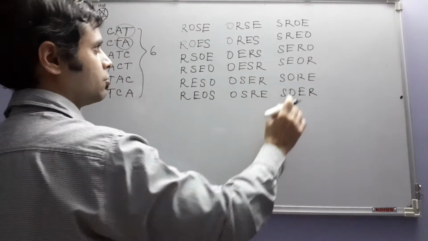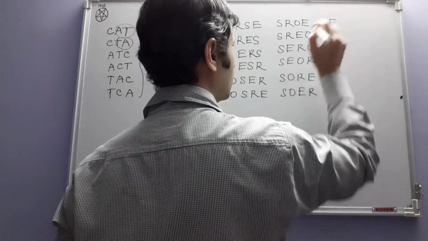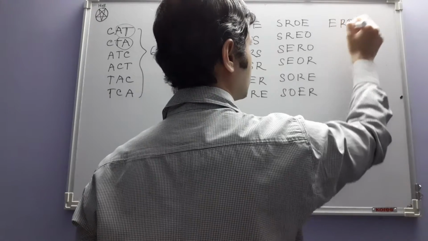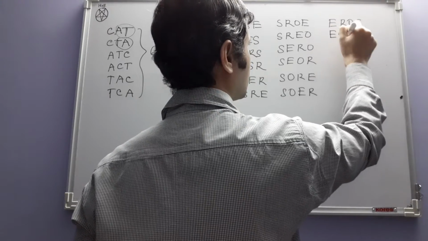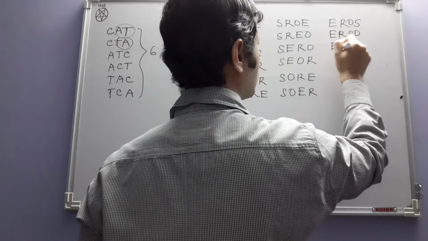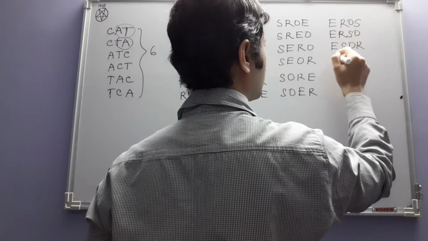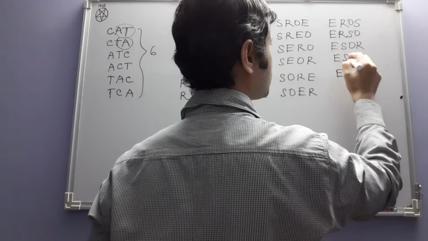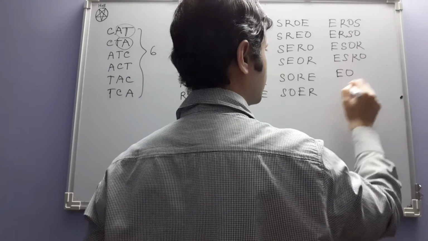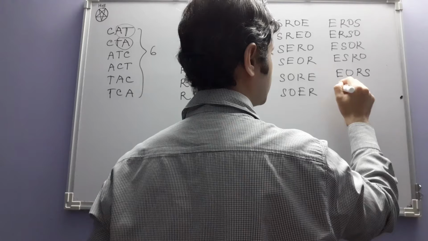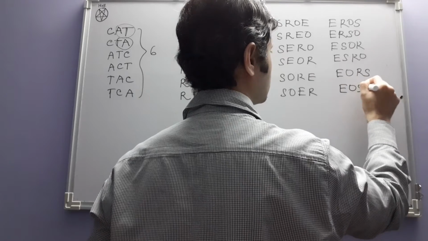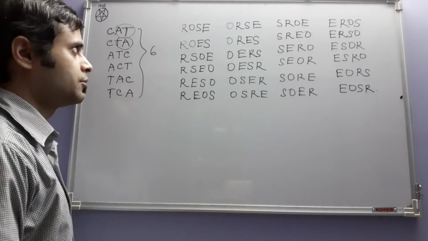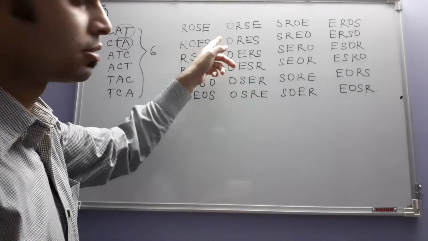And finally I can do that with E in the first place, E R O S, E R S O, E S O R, E S R O, E. I had R and S, so now I write O R S, E O S R. So these are all the possibilities, all the possible arrangements of the letters of the word rose.